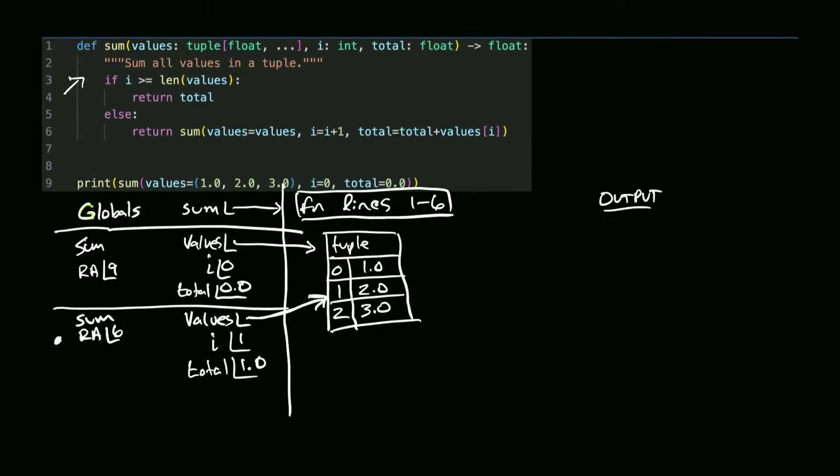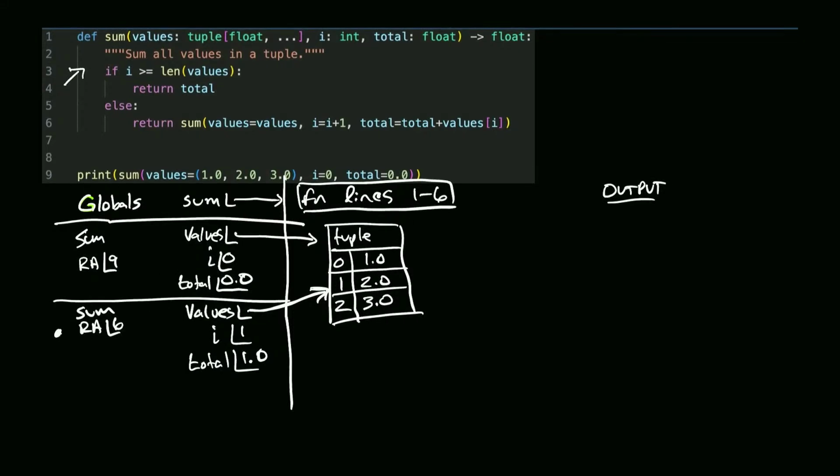All right? So we've paused execution. Our current frame is the frame where our return address is 6, i's value is 1, and the total, what we've added up so far, is 1. We already added up index 0, that's 1.0. Now we're on index 1. What do we do next? Well, we test i. So we look up what's i. i's current value is 1, so is 1 greater than or equal to the length of our values? We know that the length of our values is 3, so that's false.